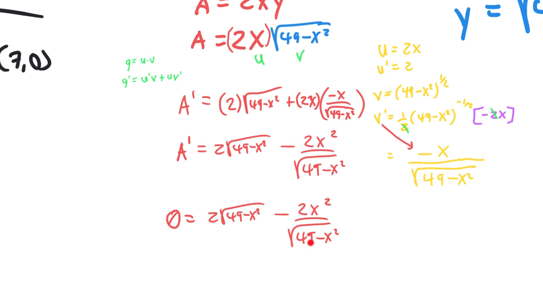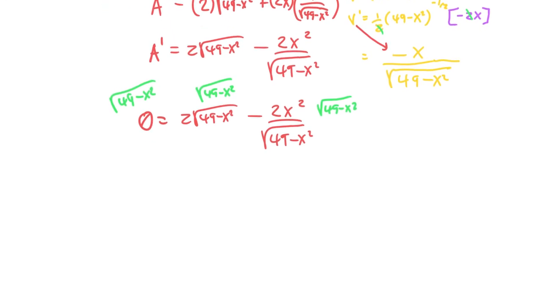This denominator is terrible. Let's get rid of it right away. How do we do that? By multiplying literally everything by the denominator. We're going to multiply this by the annoying denominator, 49 minus x squared. But we're also going to multiply this by radical 49 minus x squared, and we're going to multiply this by radical 49 minus x squared. As a result of that, of course, this becomes a 0.